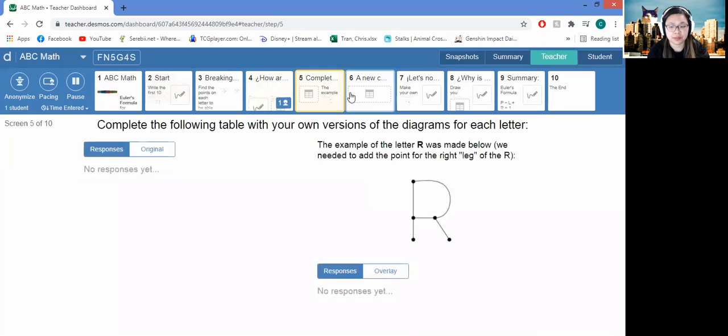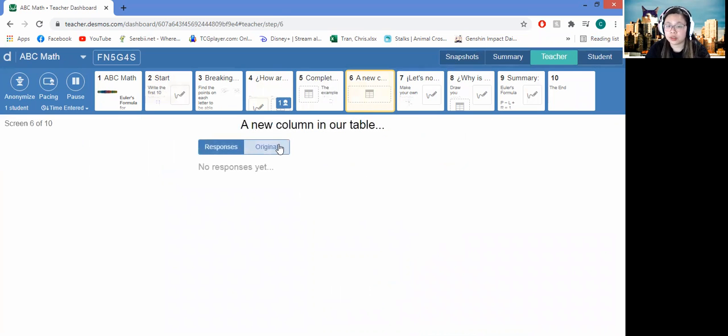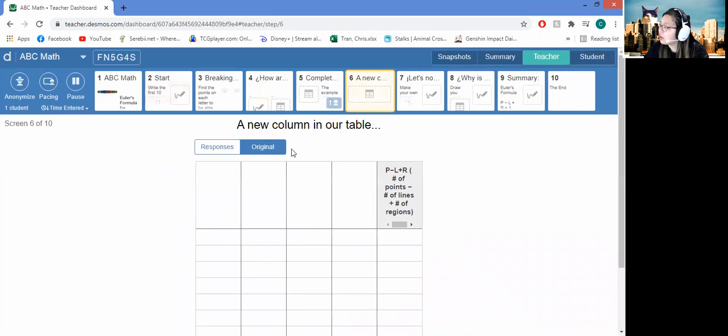So now we have each of those. For number five, this is going to be another example. For now, we're going to skip it, but you'll eventually do that. Moving on to number six, can you write down how many points, lines, and regions you saw. And then use the formula given here, point minus line plus region, and then you're going to get an answer. Do that for the first 3 letters.